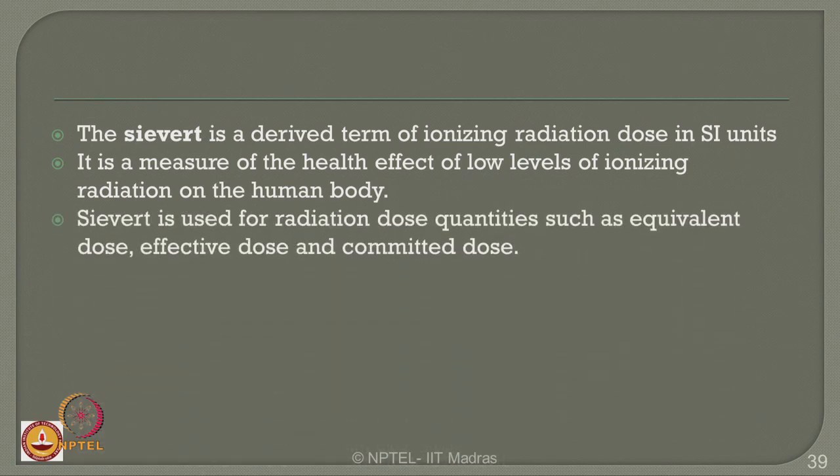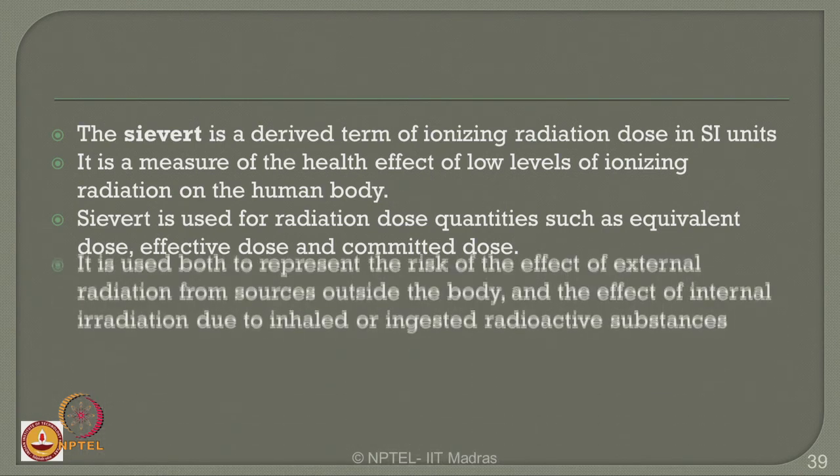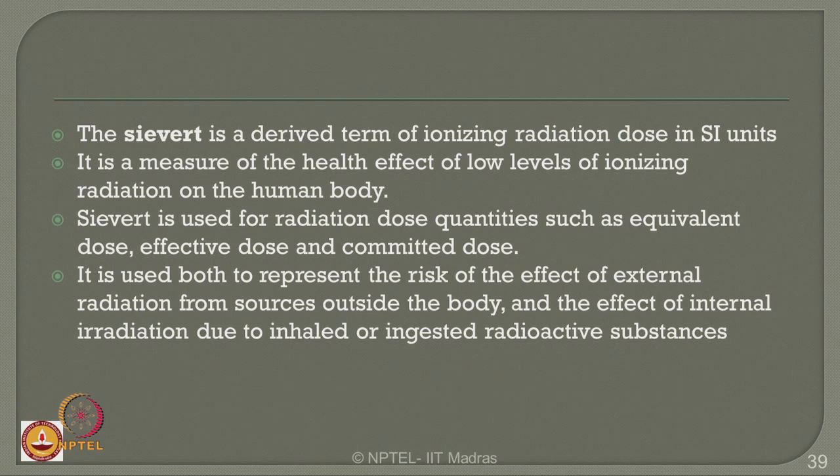Sievert is used for radiation dose quantities such as equivalent dose, effective dose and committed dose. It is used both to represent the risk of the effect of external radiation from sources outside the body, as well as the effect of internal radiation due to inhaled or ingested radioactive substances. The other unit millirem is an equivalent unit of sievert in the CGS system.